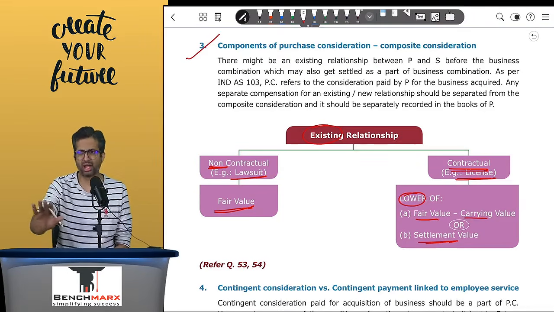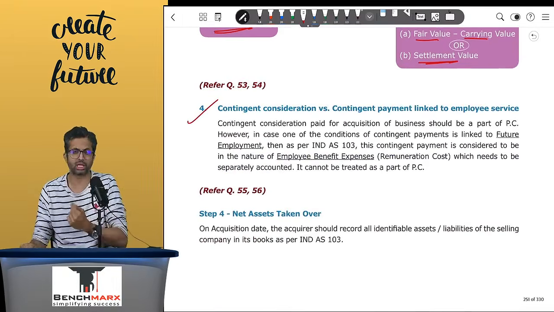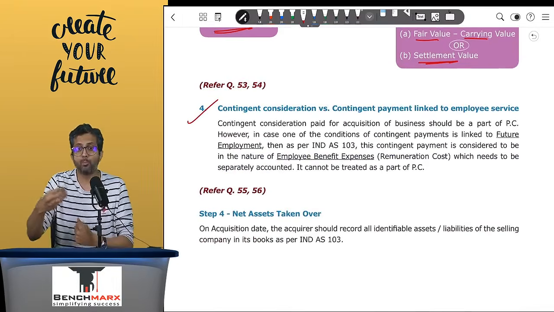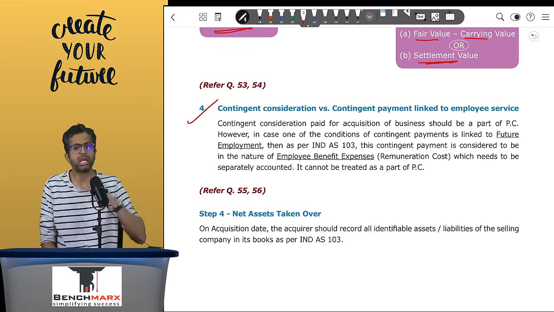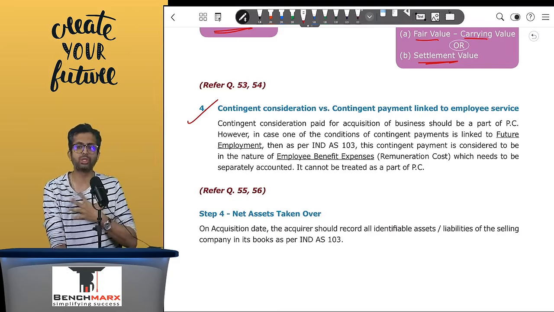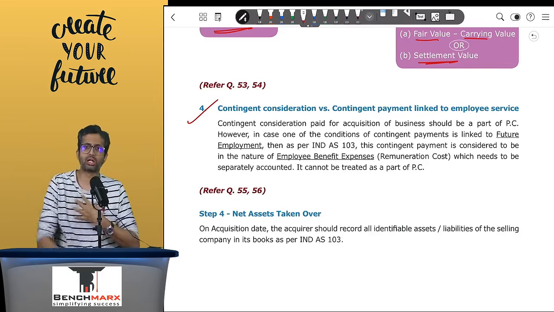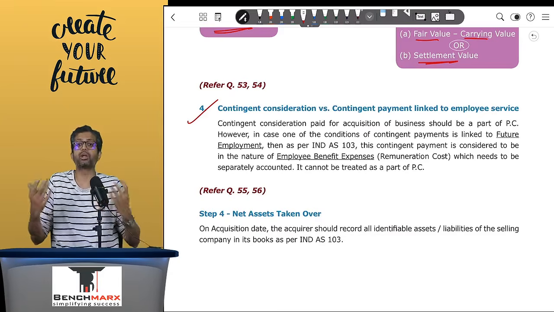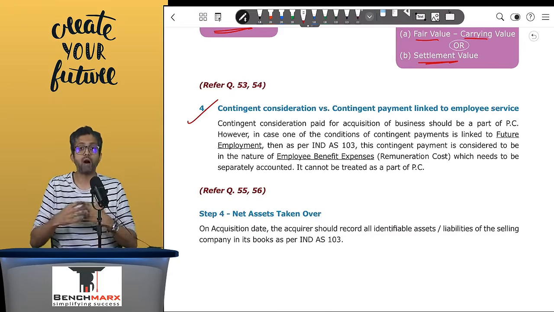Either of these have, in my understanding, not come. The only thing that has come, maybe directly or indirectly, is a component of a consideration for a new relationship, that is an employer-employee relationship. Typically, let us say, if I am the sole owner of my company and an acquirer acquires my company, they pay me a consideration that is a part of PC, because that is linked to acquisition of control over a business.